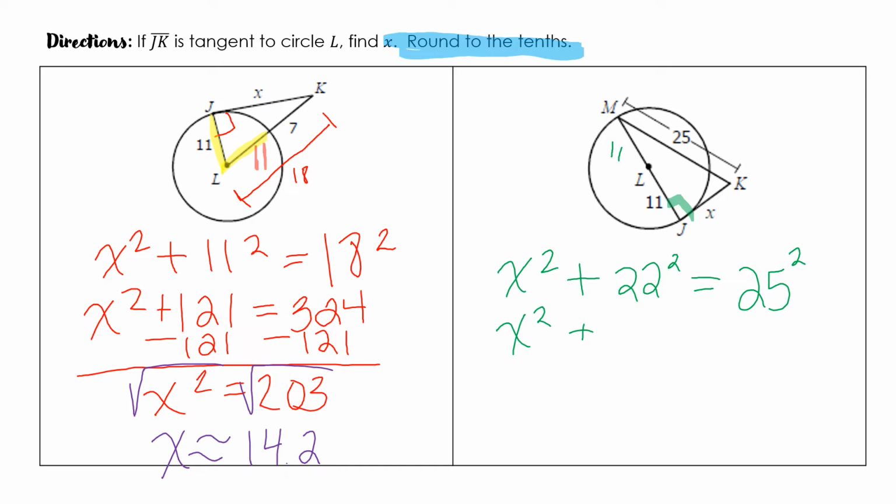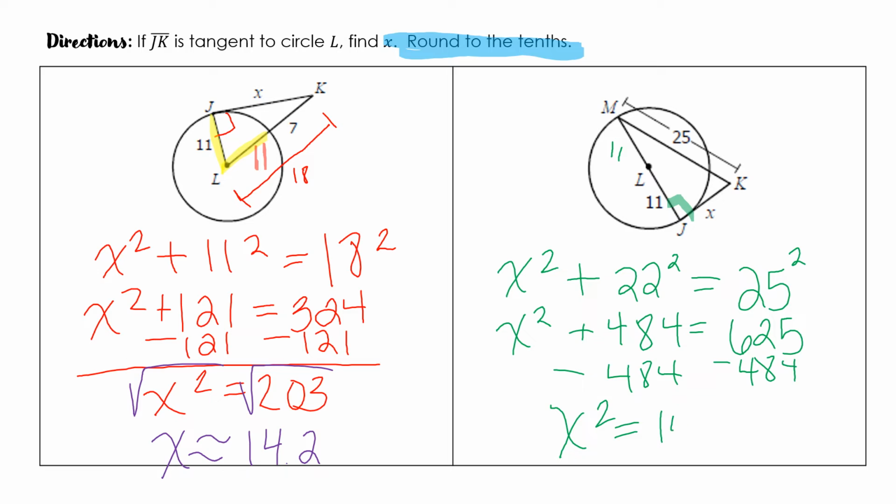So 22 squared is 484. 25 squared is 625. We are going to subtract 484. So 625 minus 484 is 141. And then to get rid of the square, we're going to square root both sides. This is not a perfect square, so we are going to round. It should be 11.9. The 8 should round up to a 9 because it's followed by a 7. And again, this is not degrees, this would be units.